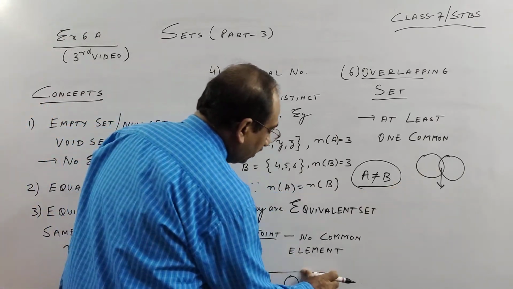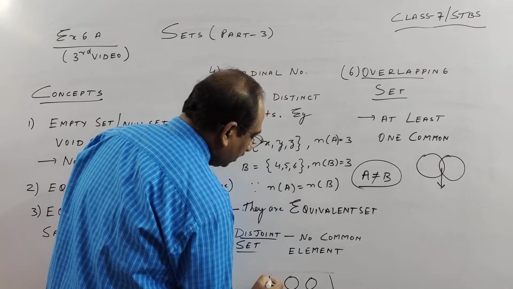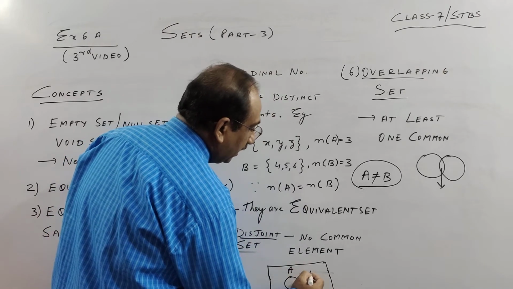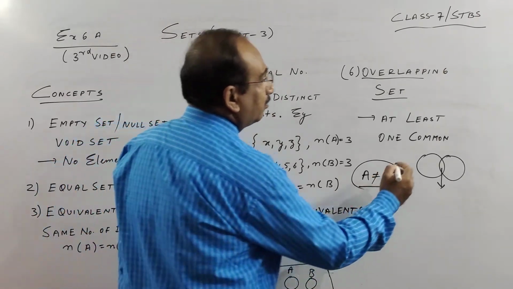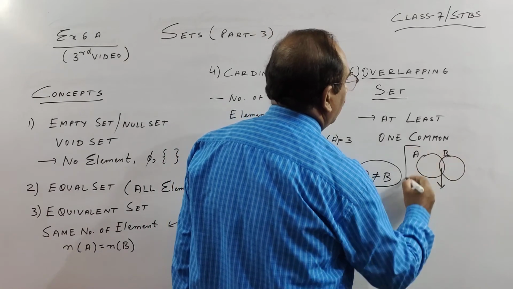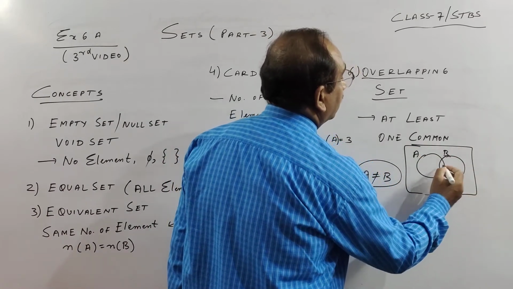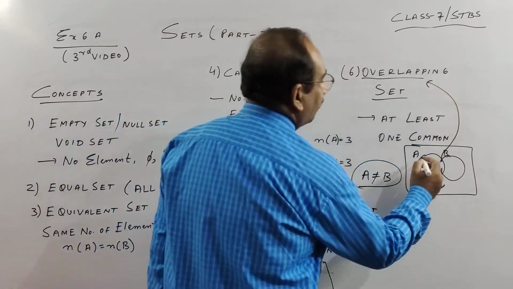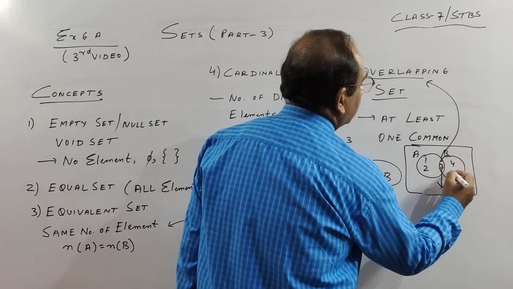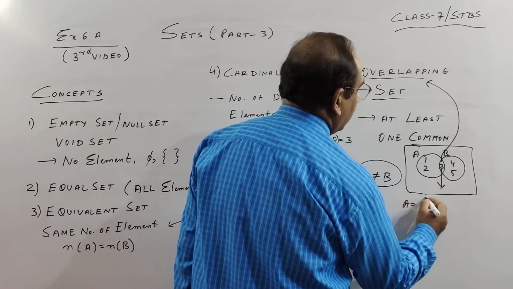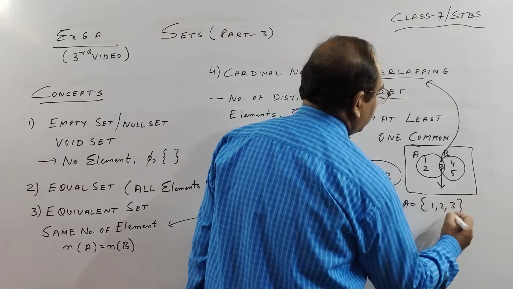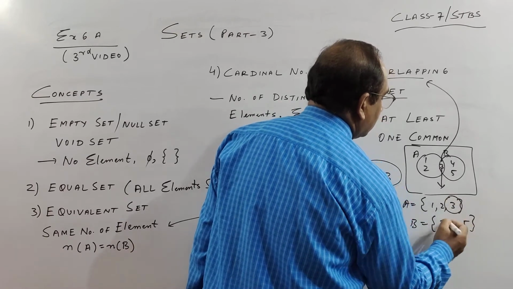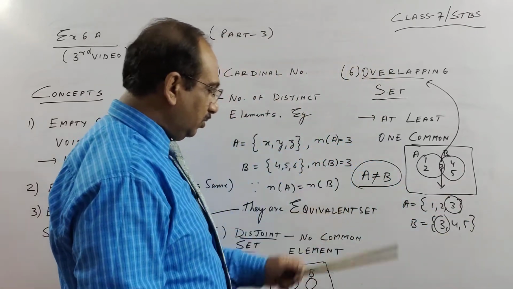Okay, so what we see here, children, in disjoint sets we have two sets A and B with no common element, but here you see A and B in overlapping sets. So this is the meaning of overlapping. This region is what is overlapping, one set with the other. So if A is 1, 2, 3 and B is 3, 4, 5, then you see 3 is common to both. So this is an overlapping set.